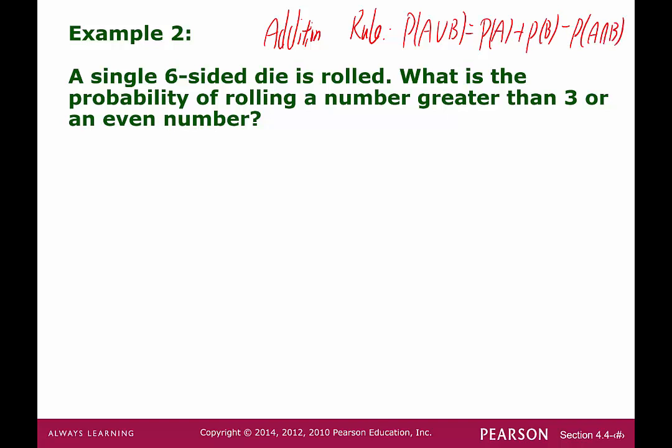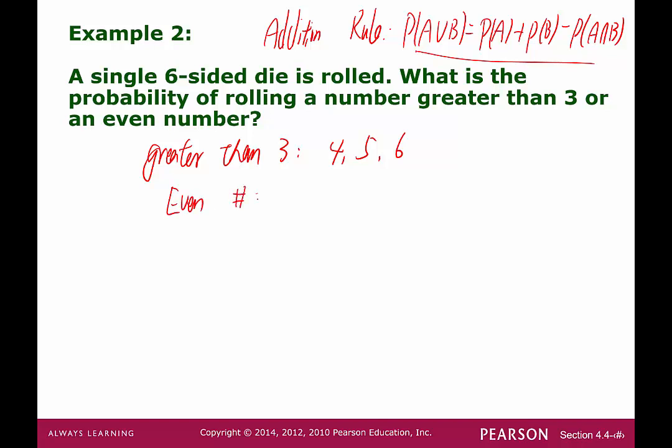Okay, so let's take a look at this example. A single six-sided die is rolled. What is the probability of rolling a number greater than 3 or an even number? Number greater than 3 could be 4, 5, 6. And the even numbers will be 2, 4, 6.